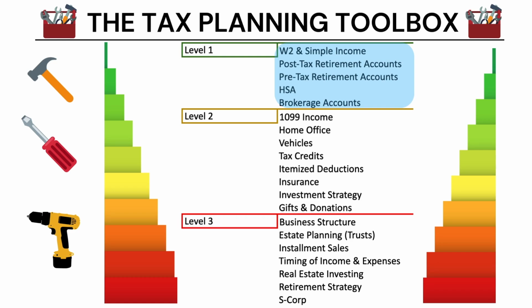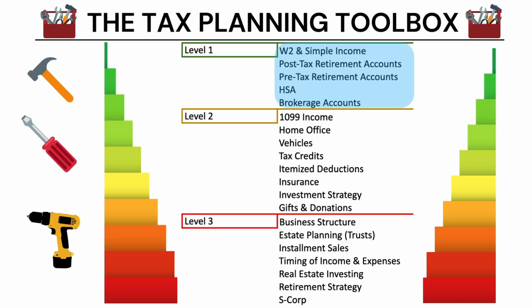Then you have your post-tax and pre-tax retirement accounts. Those are your 401ks, your IRAs. The strategy behind those is going to be much more complicated. But if you have a simple situation, that's something you can wrap your head around without needing too much extra help. And then for this iteration of our toolbox, rounding out level one, we have our HSA and our brokerage accounts. These are both going to have very meaningful tax impacts in very different ways. Both of them are going to be very important to helping you build wealth over time, but they can be simple to get started on your own.